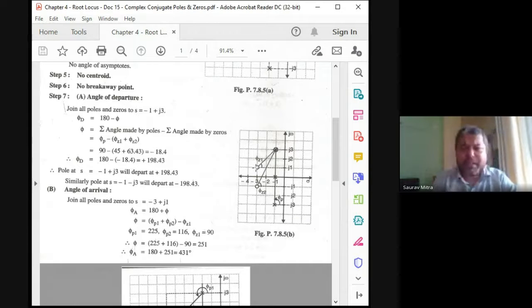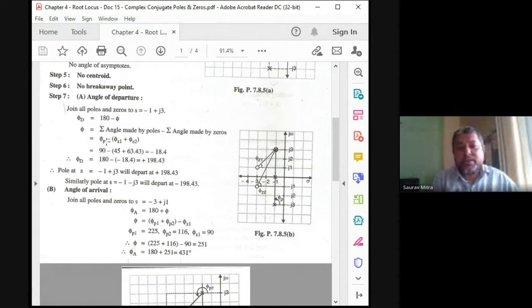This is the first time we are doing the angle of departure calculation where the pole angle and zero angle both will be included. So in this case, there will be two zero angles, phi z1 and phi z2, and there will be one pole angle, and the pole angle is directly 90 degrees. So very easily we can visualize it. That phi p1 will be 90 degrees, or phi p, as there is only one pole, phi p is equal to 90 degrees.